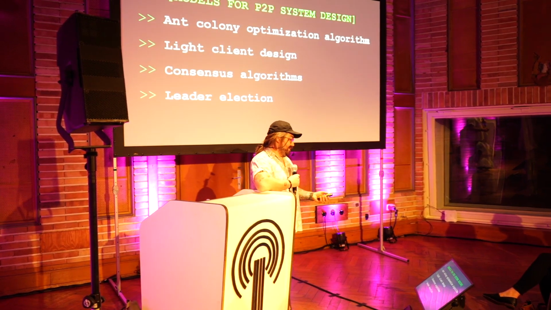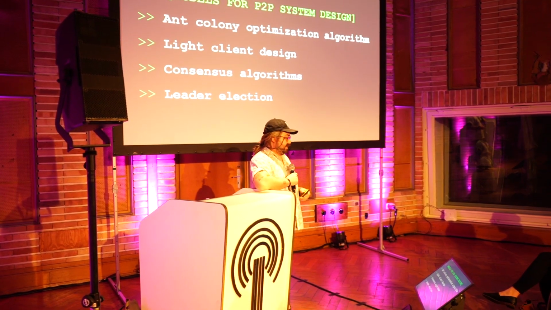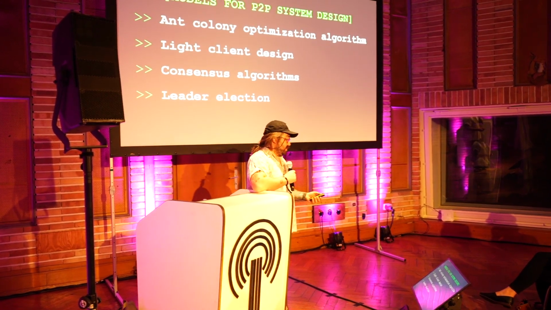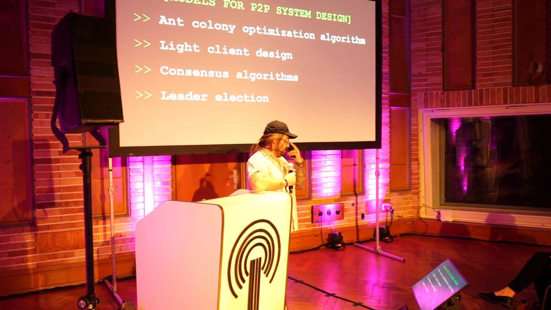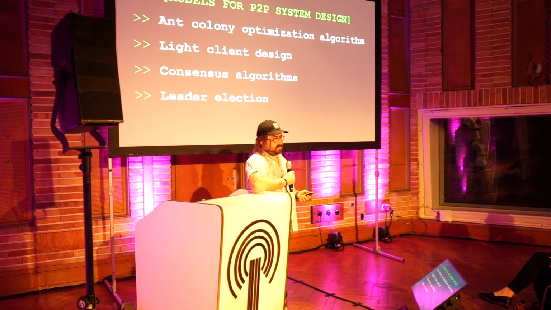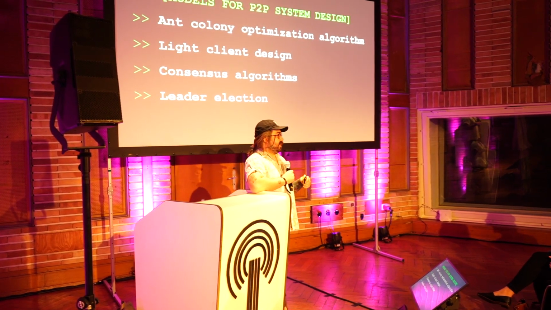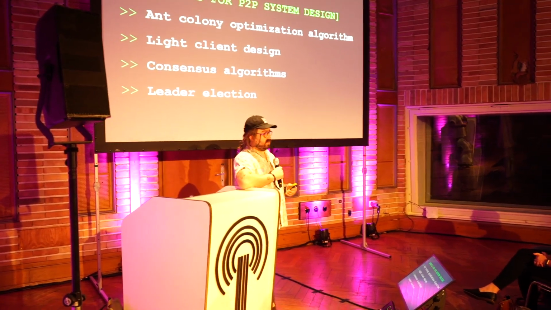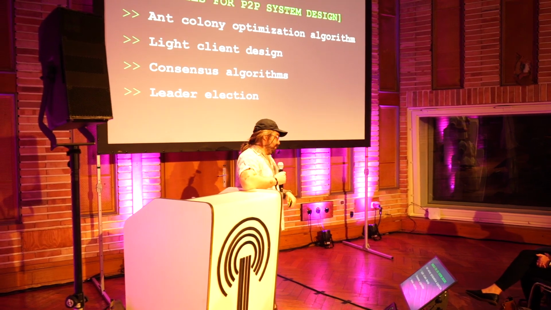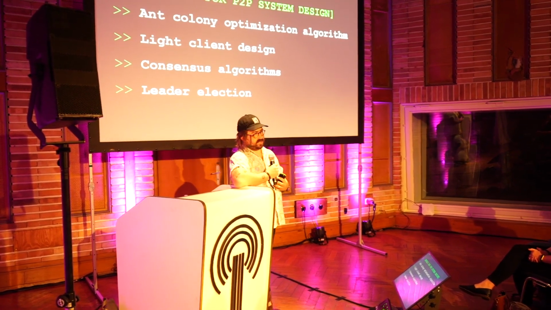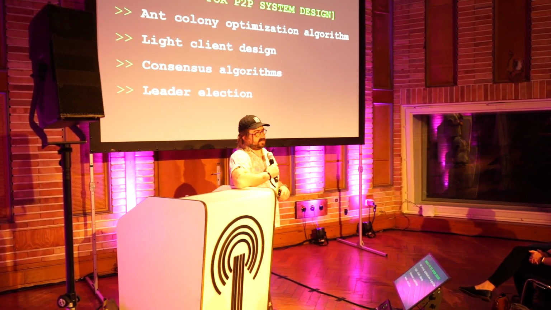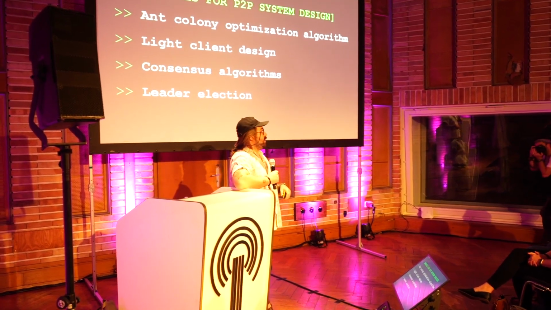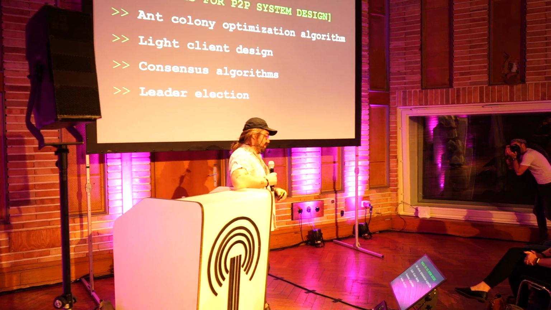Within a model for peer-to-peer systems, people refer to the way that ants work for the ant colony optimization algorithm or the traveling salesman problem. All of that has been solved by observing how these ants communicate and coordinate amongst one another. What I think would be a good thing to do is observe how these ants perform in order to come up with a more effective light client design and also more effective consensus algorithms.